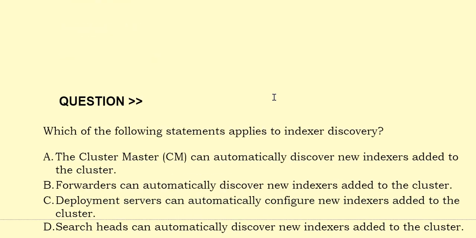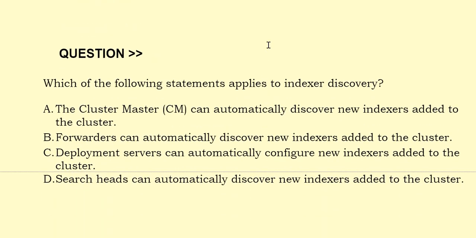The correct answer is option B. Our next question is, which of the following statements applies to indexer discovery? Option A. The cluster master (CM) can automatically discover new indexers added to the cluster. Option B. Forwarders can automatically discover new indexers added to the cluster.